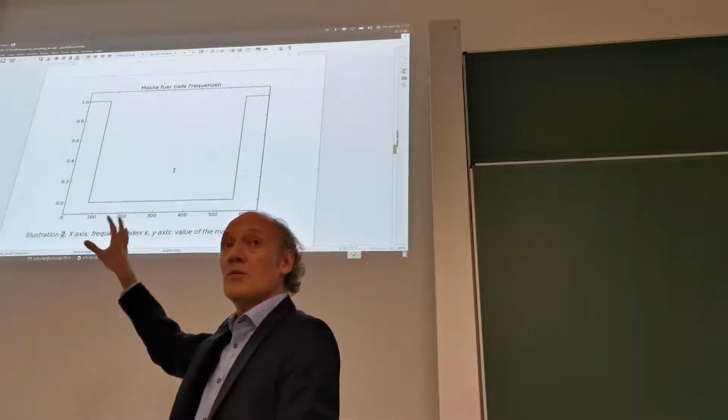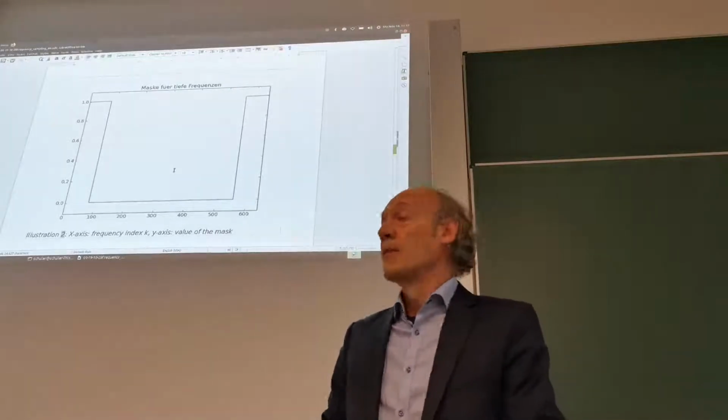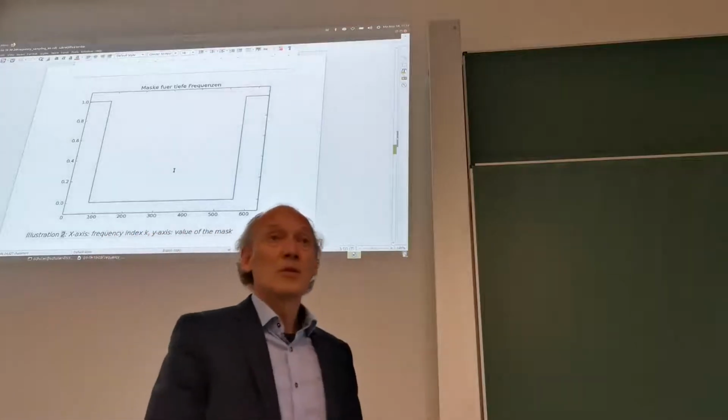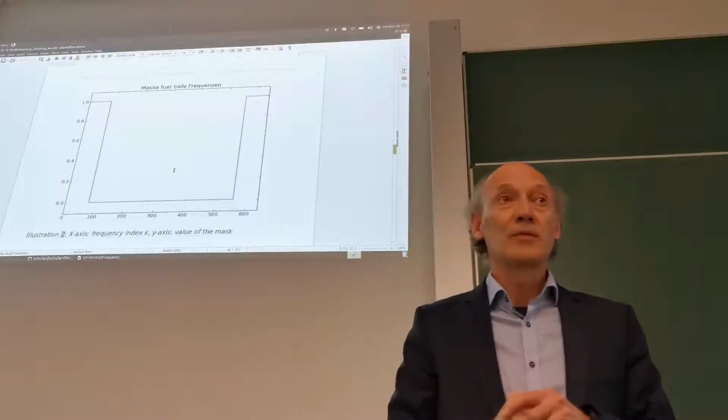So if we now take this mask and multiply it element-wise with our DFT coefficients, it basically sets this middle part to 0 and keeps the ones on the sides, which correspond to the low frequencies.